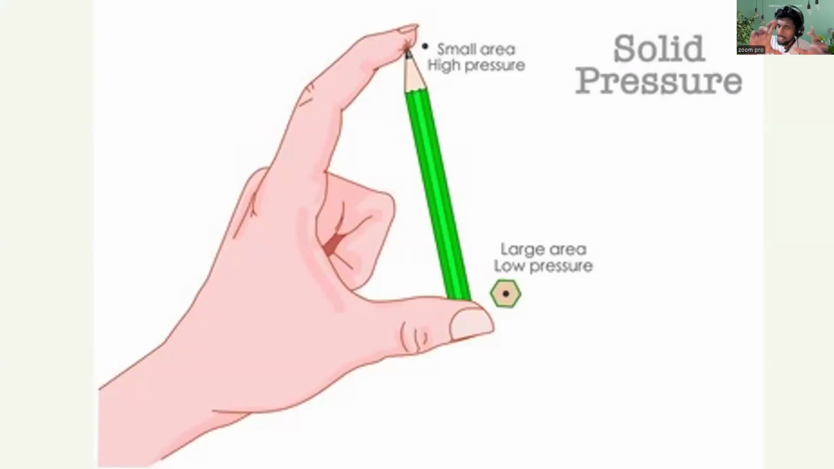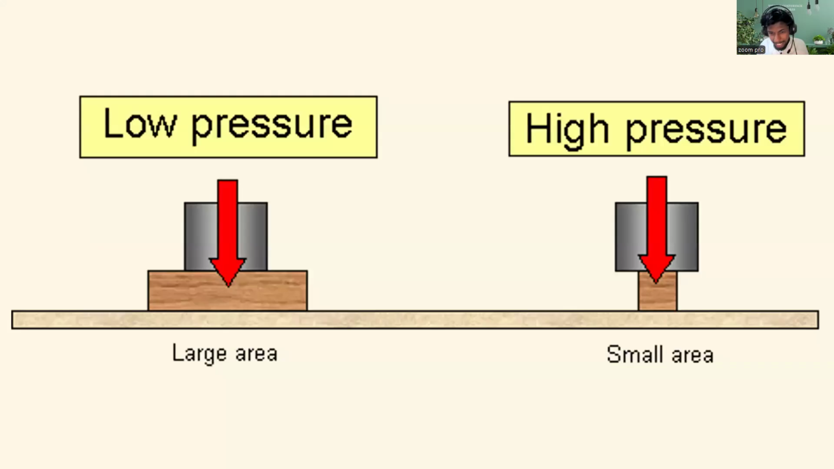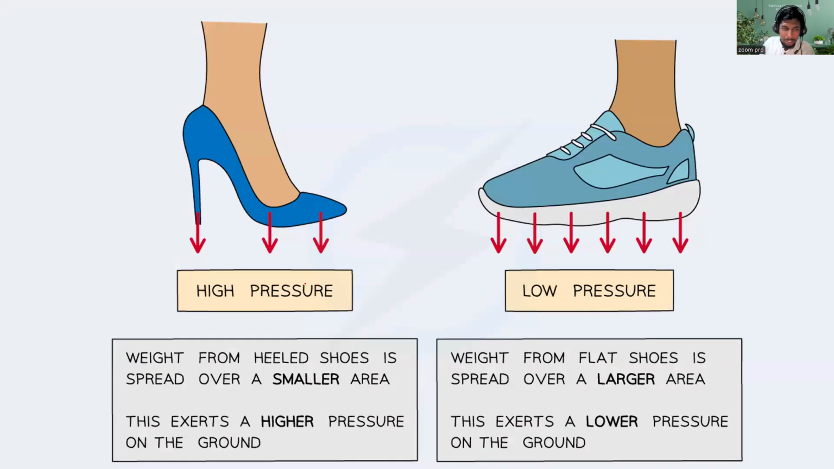When you press the pencil, you will feel a high amount of pain at the tip of the pencil, because the pressure is high at this point. But here, with the same force, low pressure will be felt, because the area is high. Same like that, when you use heels, you will feel pain because of the low area. They have high pressure. But here we have a high area, so low pressure.